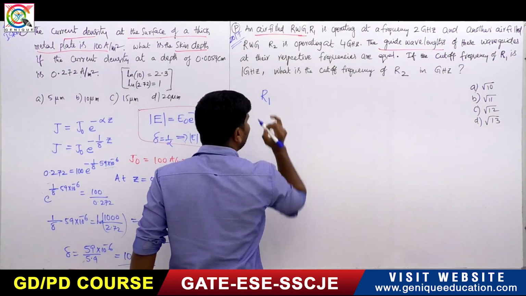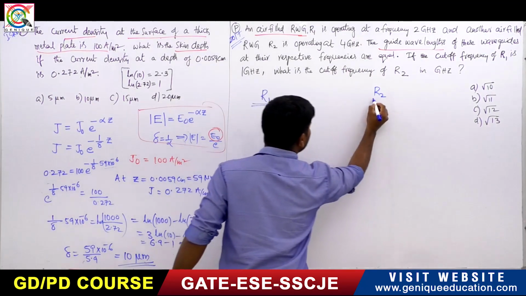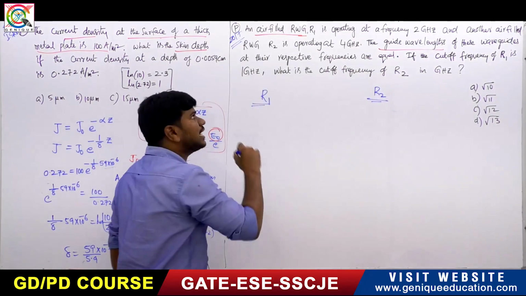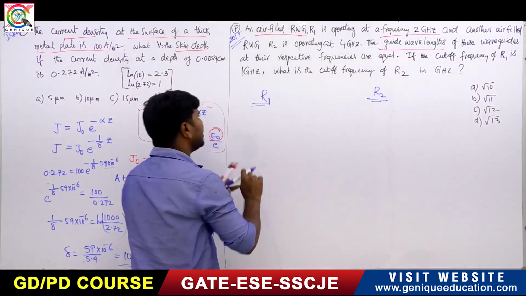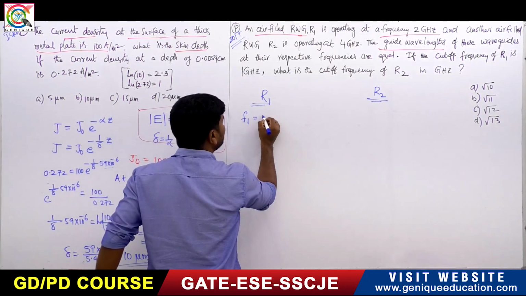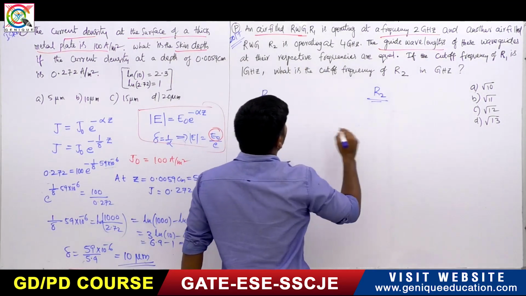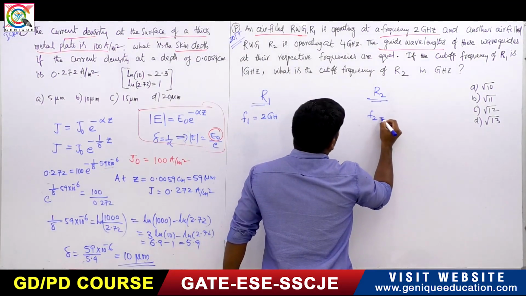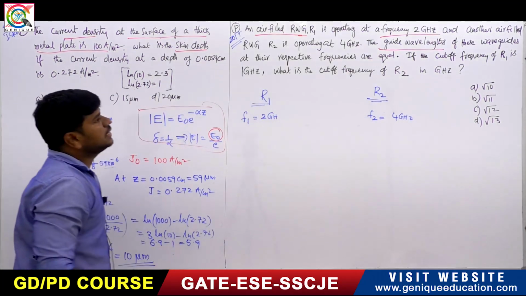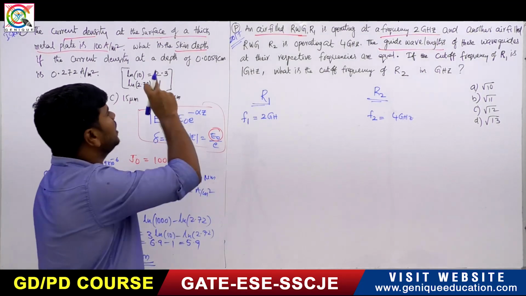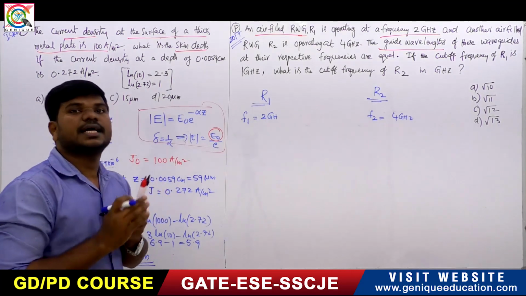So there are two rectangular waveguides. One rectangular waveguide R1 and another rectangular waveguide R2. Now the first rectangular waveguide is operated at a frequency of 2 GHz. That means the operating frequency f1 is equals to 2 GHz, and another rectangular waveguide R2 is operating at 4 GHz. Now the guide wavelengths of these waveguides at their respective frequencies are equal.